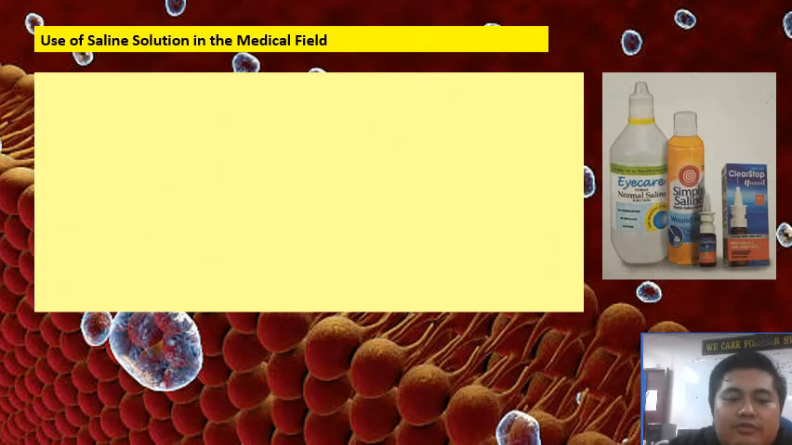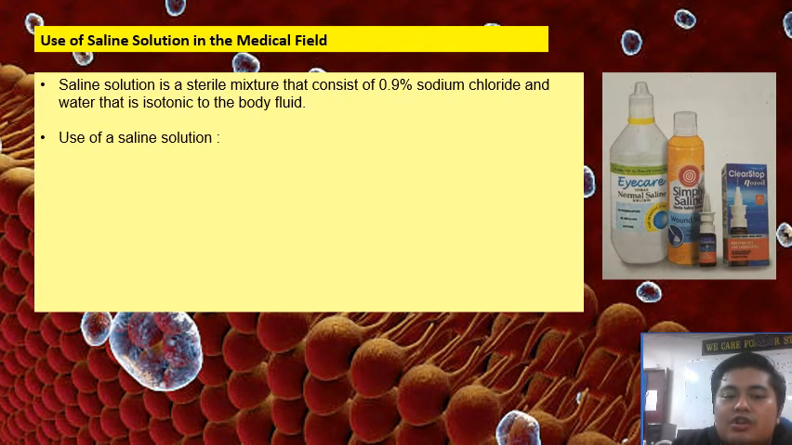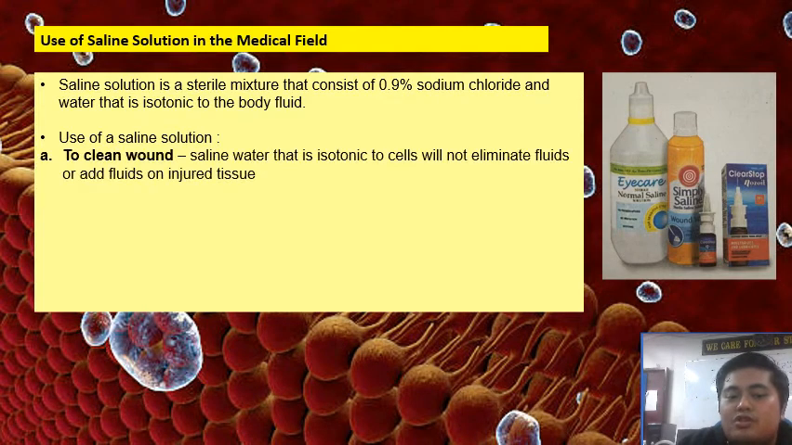Next is usage of saline solution in the medical field. So saline solution is a sterile mixture that consists of 0.9% sodium chloride and water that is isotonic to the body fluid. So apa yang kita nak guna untuk saline solution ni? First, kita gunakan untuk clean the wound.